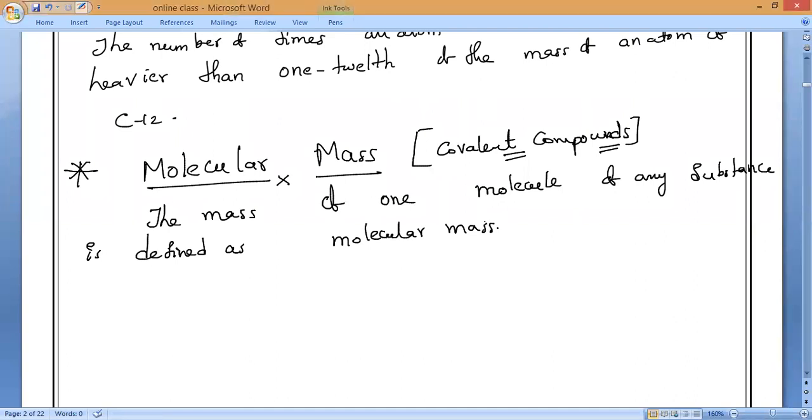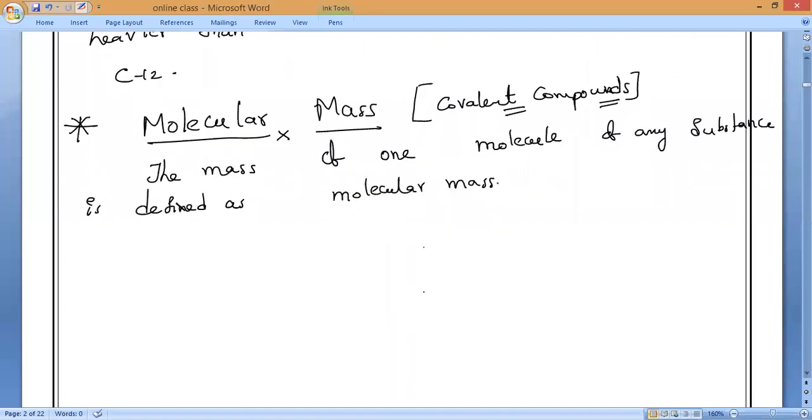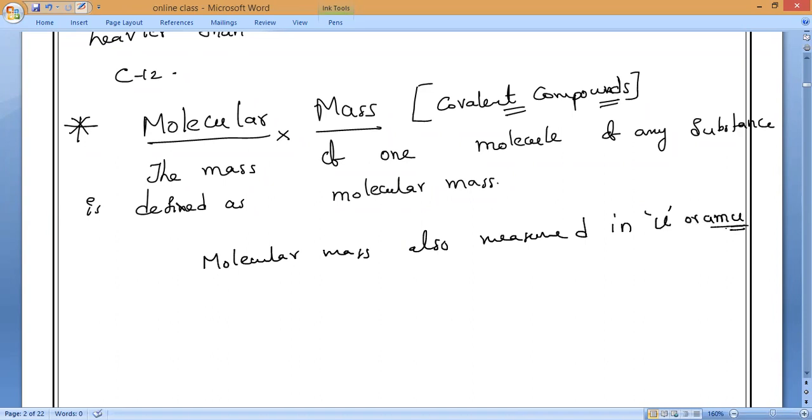Now, remember, the molecular mass is also measured in u only. U means what, guys? Unified mass, or we will say atomic mass unit, AMU. But nowadays we write u, unified mass, or AMU, whatever it is. So this is what we measure the molecular mass in.